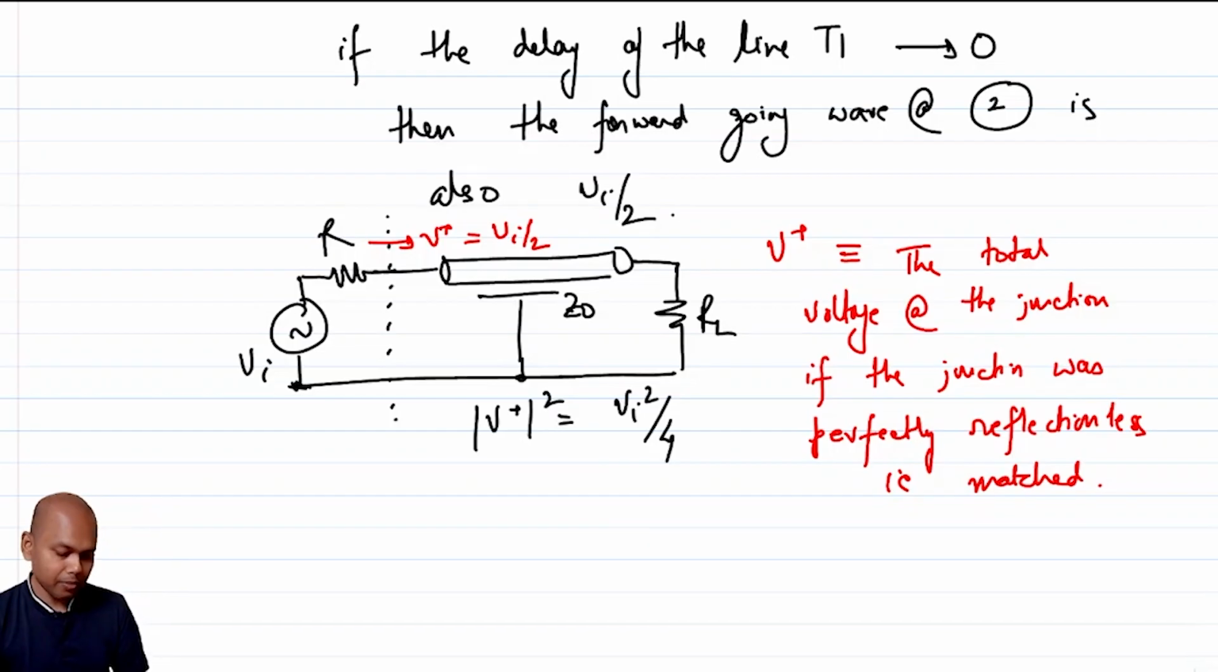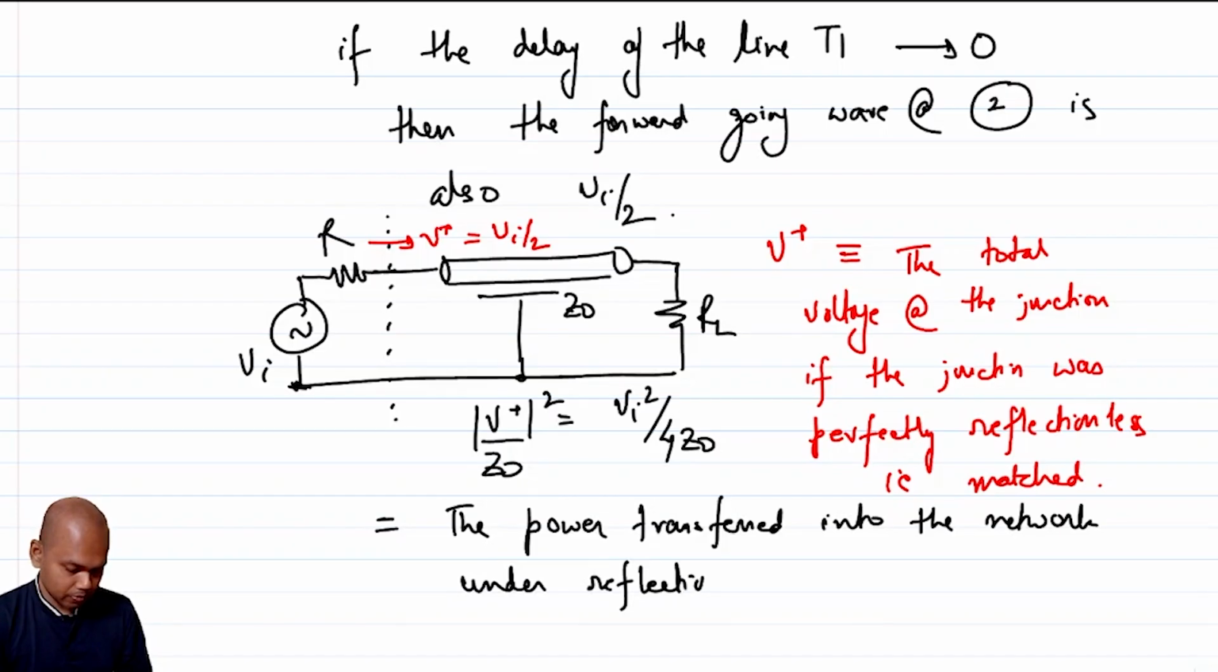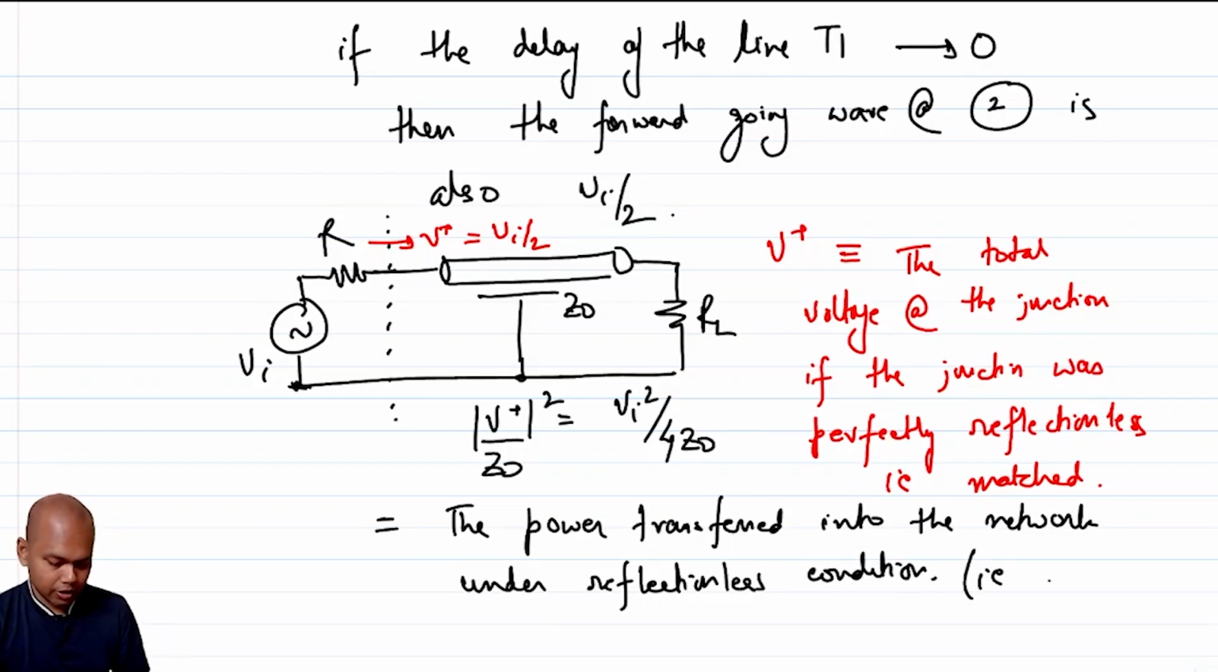which means that Vi squared by 4 Z naught is equal to the power transferred into the network under reflectionless condition, i.e. reflection match condition.